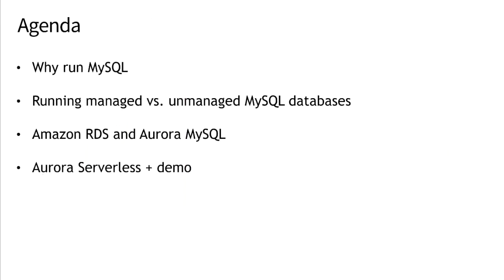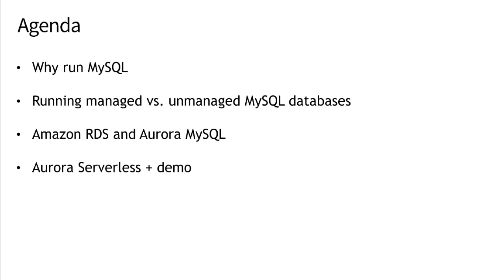So here's what we're going to cover today. We're going to talk about why MySQL in general. Why are so many application developers choosing MySQL as the basis for their software applications? We're going to talk about managed versus unmanaged databases. What are the advantages of having the cloud service provider do the entire management and automate it for you? We're going to compare Amazon RDS, which is the standard MySQL database, with Aurora MySQL, which is the separate MySQL compatible database, which is cloud native.